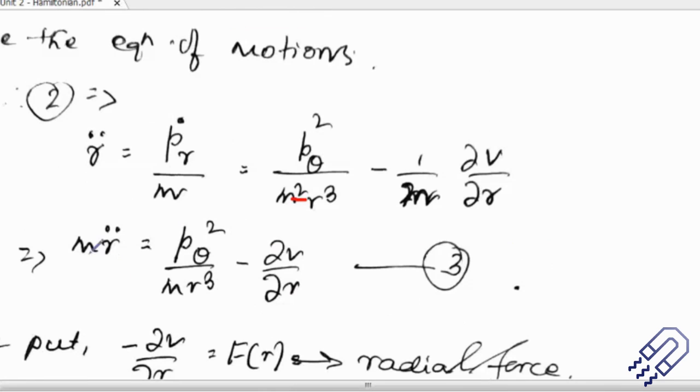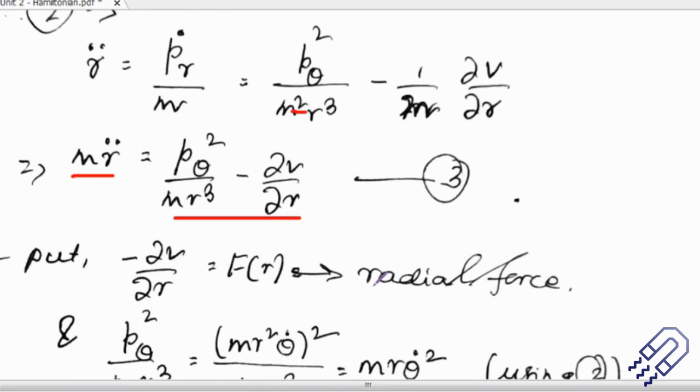Similarly, you can just cross multiply with m, and then you get m r dot is equal to this equation. This is one more equation that we have, okay? And then this is a slight modification. I think even if you don't do it, it's fine, but if you want to take it in the standard form, this is better to do.